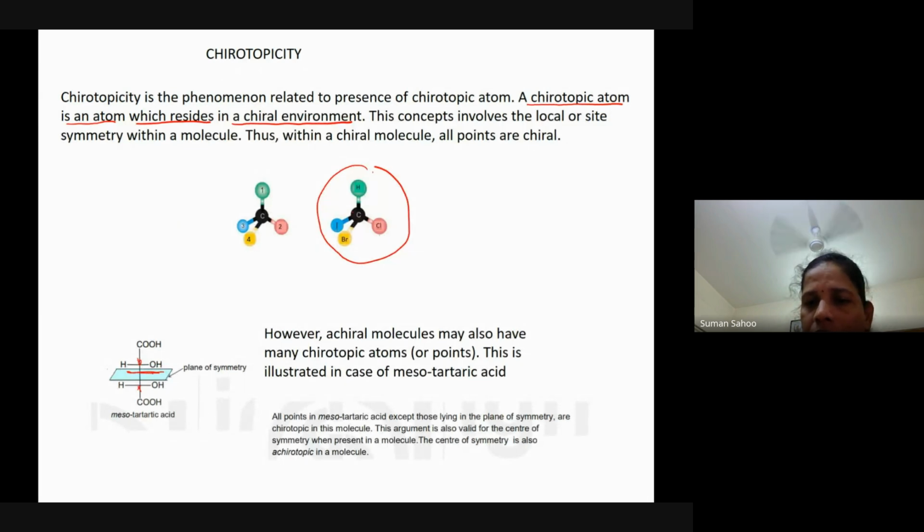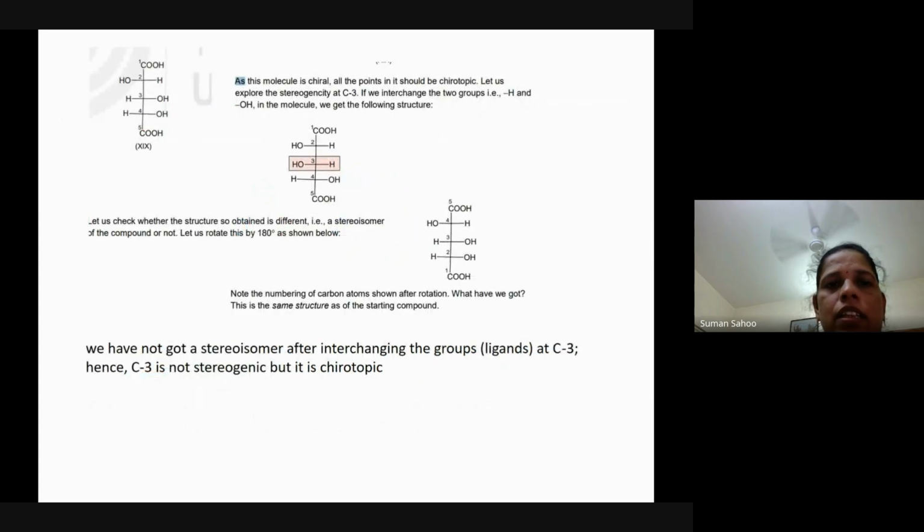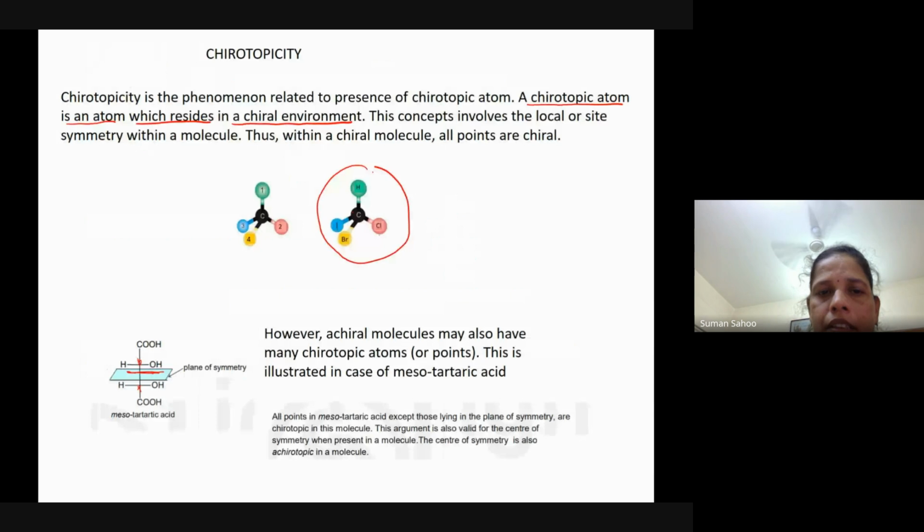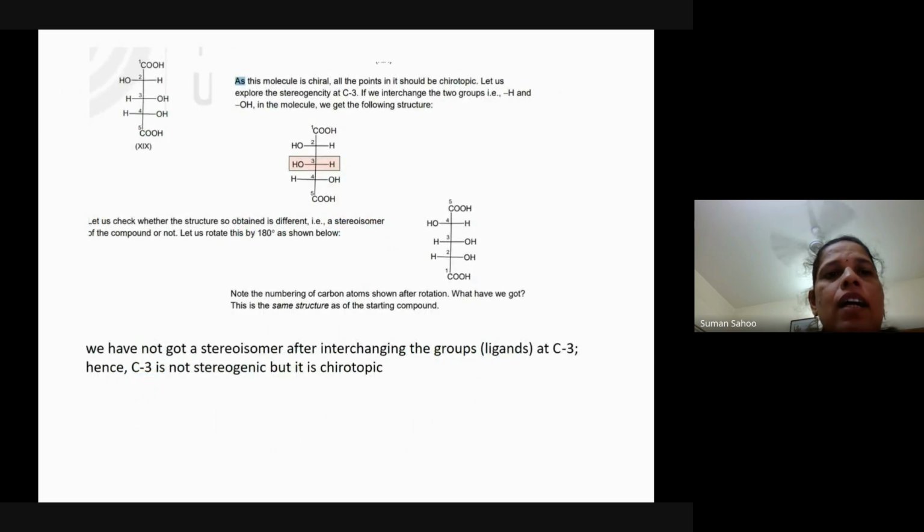But if we just see this one and this one, you have chirotopic atoms there, because those are in a chiral environment. Okay, just see the molecule here.